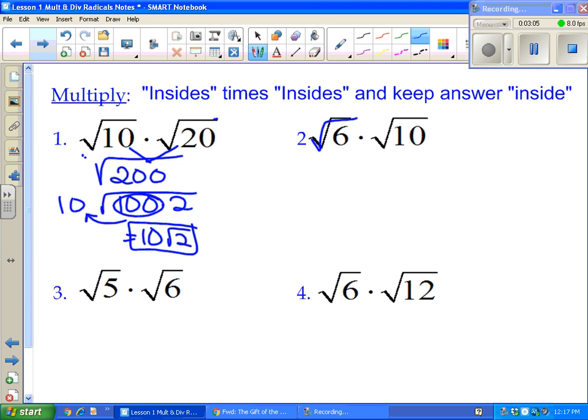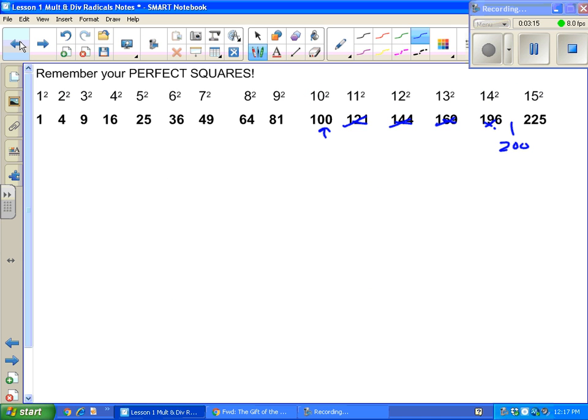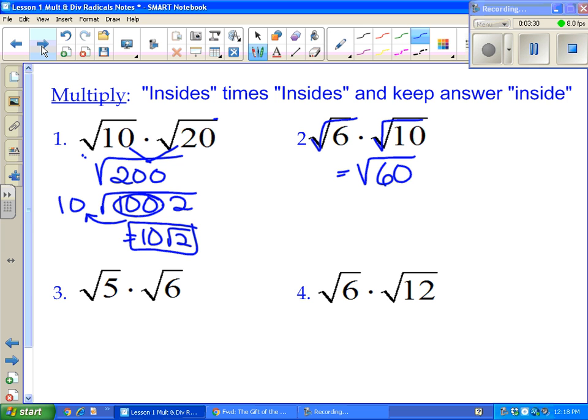A 6 on the inside of a square root times a 10 on the inside of a square root equals 60 on the inside of a square root. Going back to our squares, 60 falls right here. The only thing I want to do is start with the big one. 49 doesn't go, 36, 25, 16 don't go into 60. You're going to have to go all the way back to 4. 4 goes into 60 15 times, so the square root of 4 times 15. Bring that out as a 2, 2 with the square root of 15. So always look for the biggest square that goes into your number.